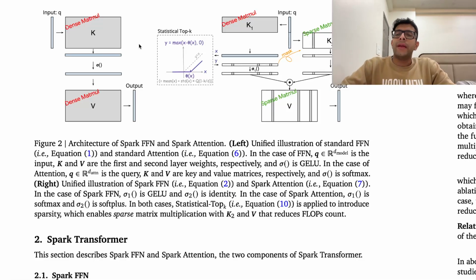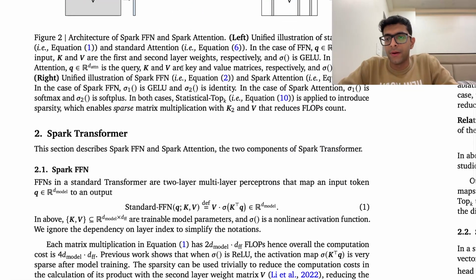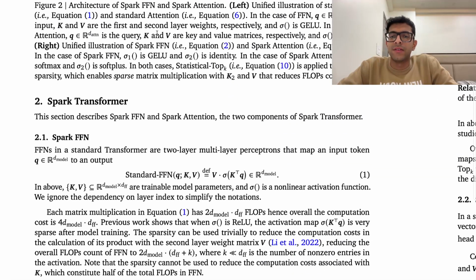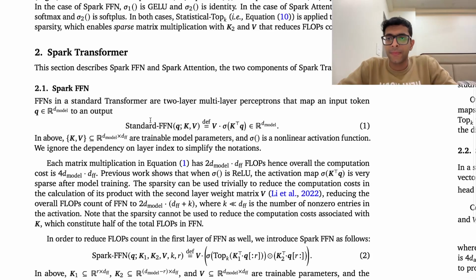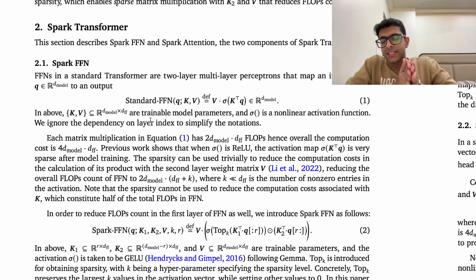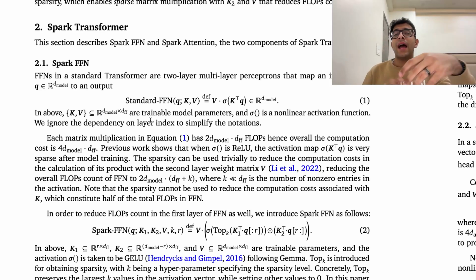This is one of the more major images in this entire paper, but we're going to come to that once we cover the theory itself first. Now, the Spark transformer itself has two parts, the Spark FFN and the Spark attention. In terms of what exactly is the difference between the both of them, we are going to have a very simple example in this case.